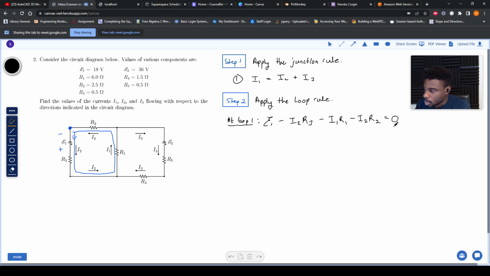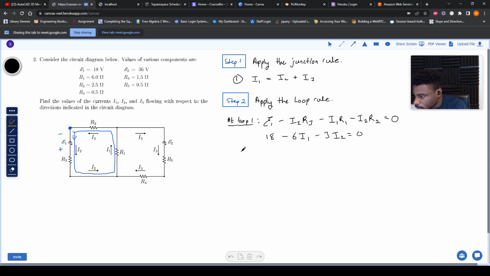Okay, so let's substitute the values in. So E1 is 18 volts. Now we have I1 here. I'll write the I1 first. R1 is 6 ohms, so we got 6 I1. And then we have I2 R3, I2 R2. So we have to add the R3 and R2. So this comes out to be 3 ohms. So this would be 18 minus 6 I1 minus 3 I2.